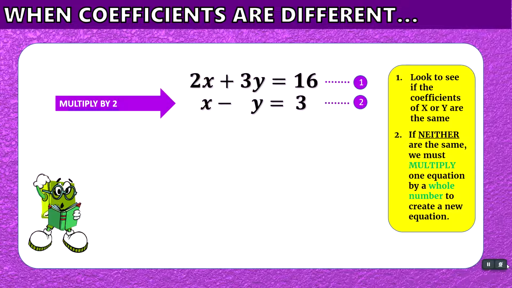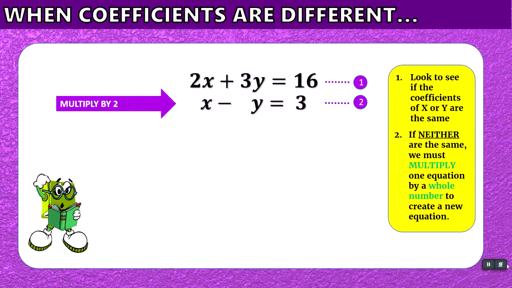Let's see what happens if we multiply this equation by 2. What would we get? Well, 2 by x is 2x, 2 by y is 2y, and 2 by 3 is 6. In this case, we can see that the coefficients in front of the x's are now 2's. What would happen if we multiplied this by 3 instead? Well, 3 times x is 3x, 3 times y is 3y, and 3 times 3 is 9. And we can see that the coefficients in front of the y's are now 3, and they are the same. And so we can do either one of those to give us the equation that we want.